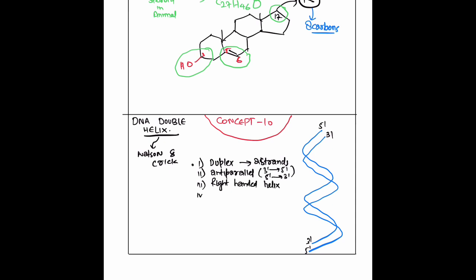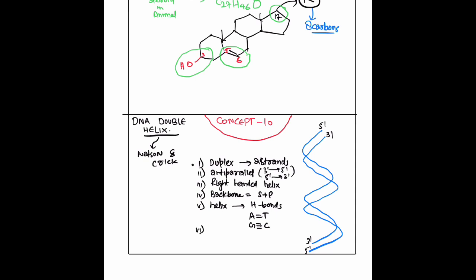The fourth point is the backbone of each strand. The backbone of each strand is formed by sugar and phosphate, and nitrogenous bases project inside. And number 5, the helix is stabilized by hydrogen bonds. So adenine and thymine form 2, while guanine and cytosine form 3 hydrogen bonds.